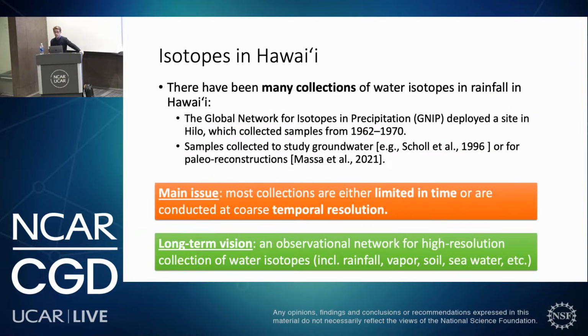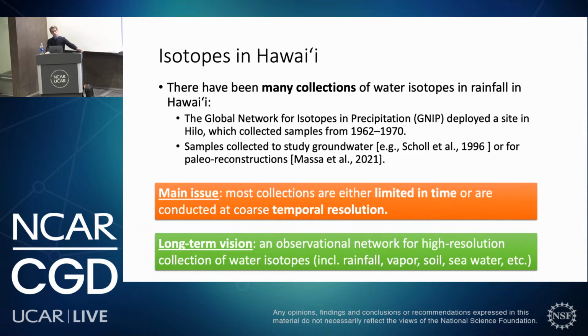In Hawaii, there have been observations of isotopes in the past. Martha Scholl was one of the first ones who did these collections in the 90s. And prior to that, the Global Network for Isotopes in Precipitation, also known as GNIP, deployed a site in Hilo. This site, and I'll show some data and analysis towards the end of the talk, collected monthly rainfall data from 1962 to 1970, more or less.